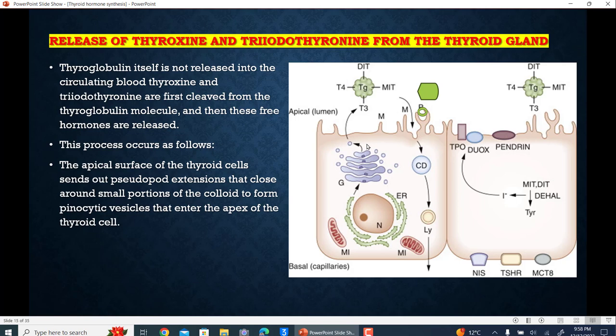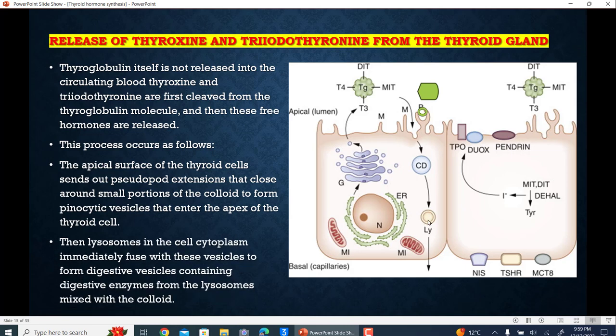The apical surface of the thyroid cell sends out pseudopod extensions that close around a small portion of the colloid to form pinocytic vesicles that enter the apex of the thyroid cell. This is thyroglobulin. So here the apical end extends pseudopods into the lumen and captures a small amount of the thyroglobulin and internalizes it back into the cell, and this is called a pinocytic vesicle.